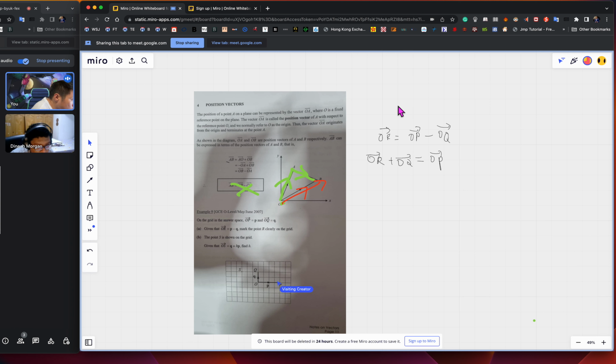So they say OR is equal to OP minus OQ. Then mark the point of R. So where's your point R? But I don't get it. You don't get it? Okay, so let's look at it together.